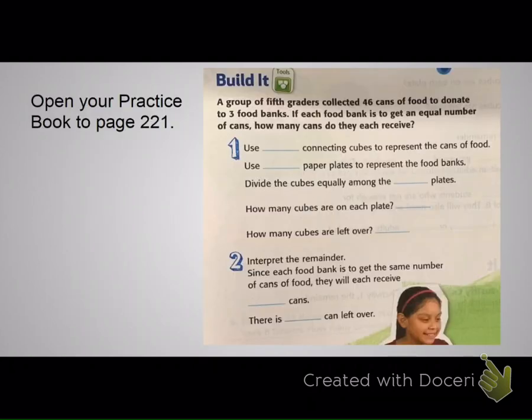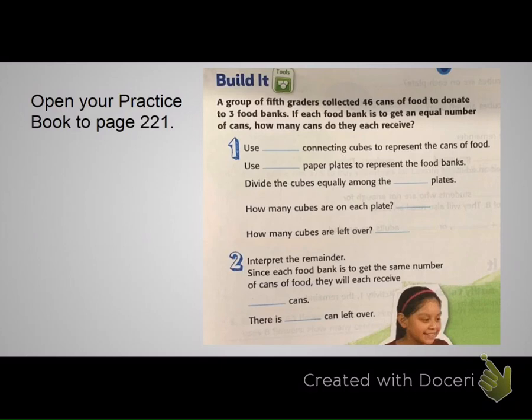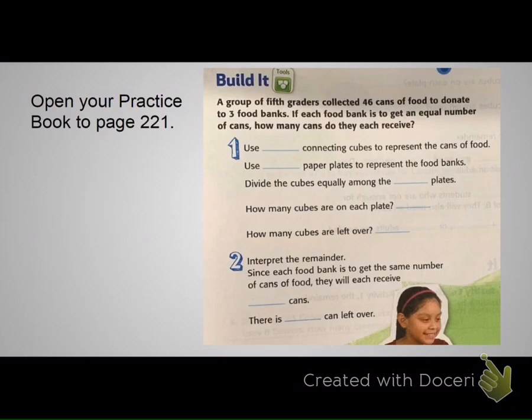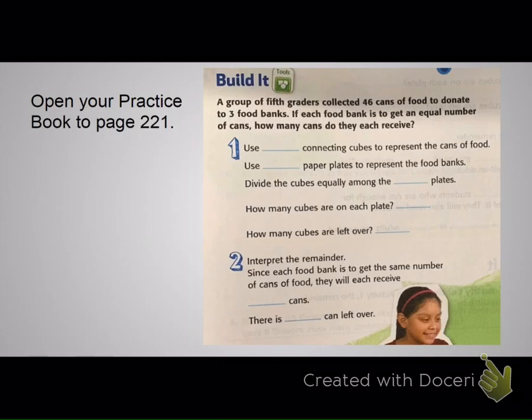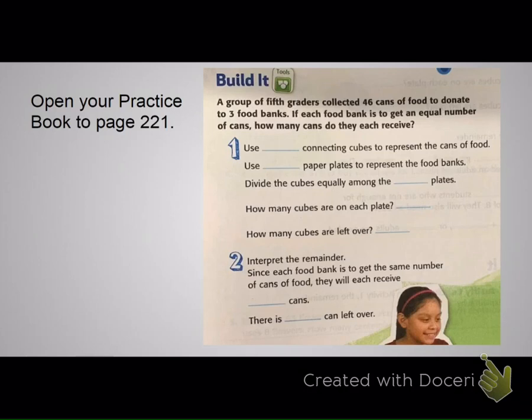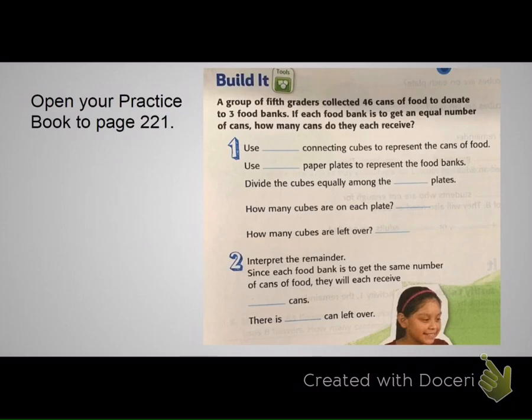All right, if you'd please open up your practice book to page 221. You'll see the page that I have there. We're going to be using models today to help us with the interpretation of our remainders, following the videos that we just watched, understanding the remainders. So it says a group of 5th graders collected 46 cans of food to donate to 3 food banks. If each food bank is going to get an equal number of cans, how many cans does each of them receive?